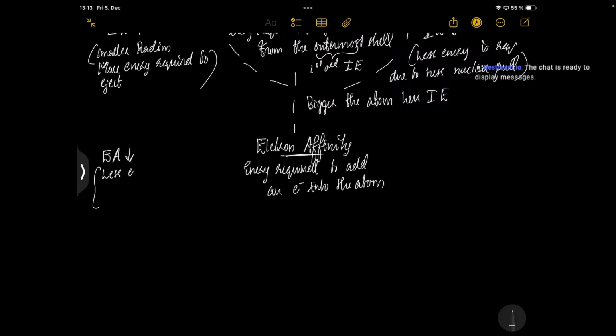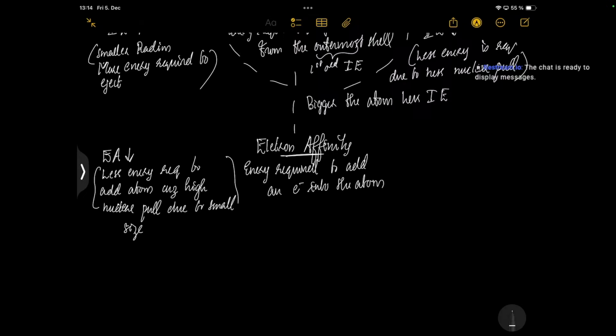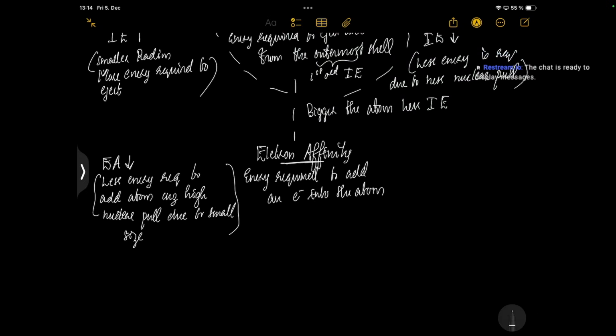less energy required to add an electron to the atom, because of high nuclear pull due to small size. Smaller atoms have higher nuclear pull from the center or from the protons, so it's easier to add an electron, if you know what I mean. But in the case of bigger atoms, electron affinity increases.